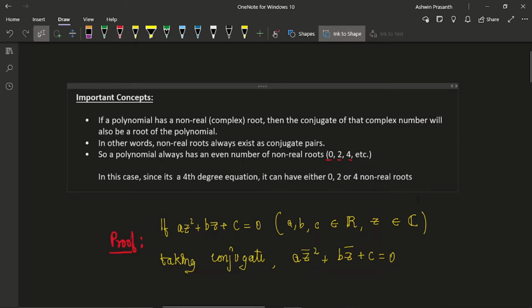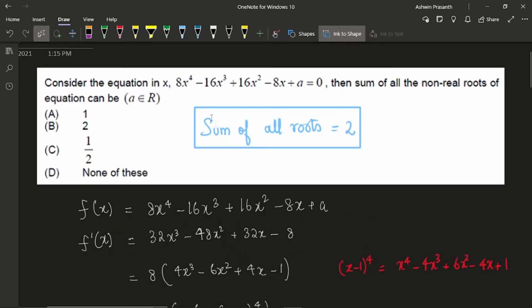Now we'll go on to analyzing our given equation. First of all, we'll see that the sum of all the roots, both real and non-real together, will be equal to minus b by a, which is equal to 2. Now let's analyze the equation f of x. First of all, we'll take f dash x. We get this, and if we take 8 common, we get 4x cubed minus 6x square plus 4x minus 1.